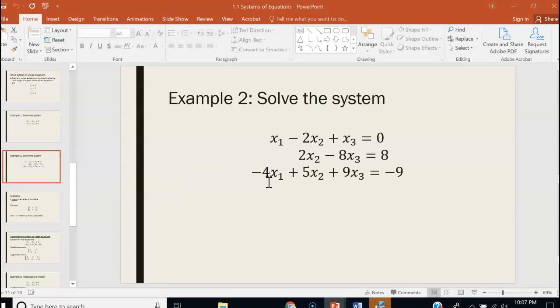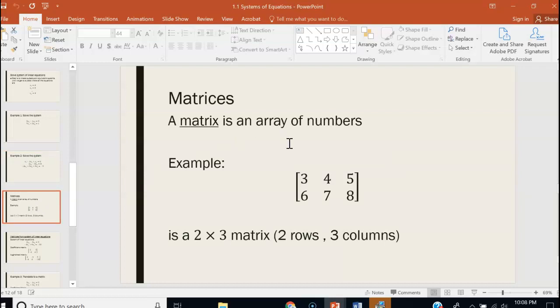Now, if you had to do that by hand every single time, it's a little bit cumbersome. Writing x1 down every time, writing x2 down every time, and all that stuff takes time. So what we do is we switch over to using matrices. Now, a matrix is not a complicated idea. A matrix is just an array of numbers.